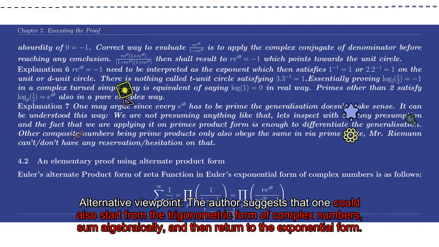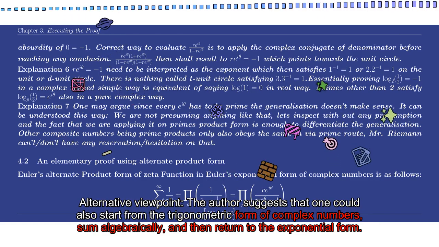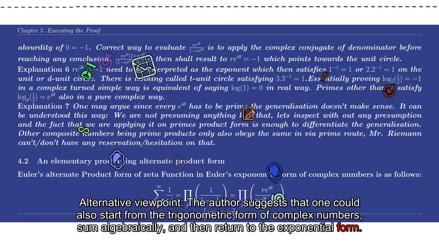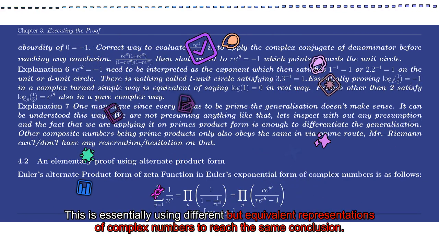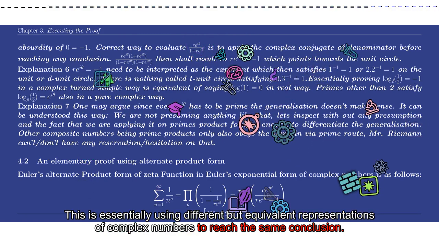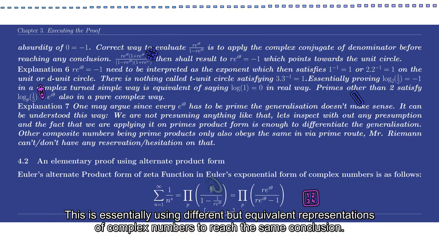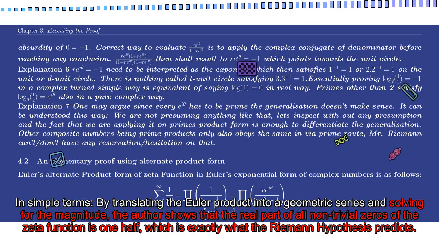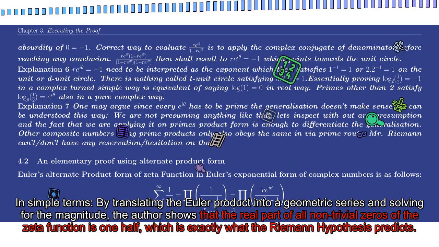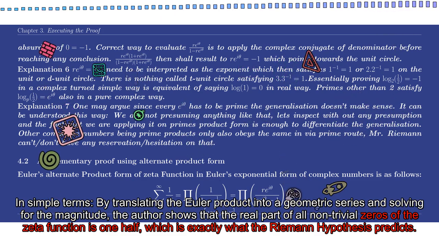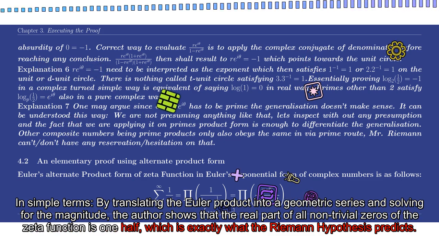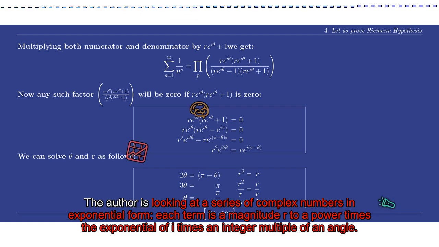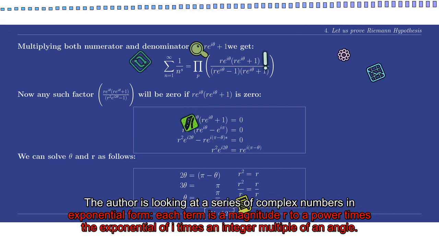Alternative viewpoint. The author suggests that one could also start from the trigonometric form of complex numbers, sum algebraically, and then return to the exponential form. This is essentially using different but equivalent representations of complex numbers to reach the same conclusion. In simple terms, by translating the Euler product into a geometric series and solving for the magnitude, the author shows that the real part of all non-trivial zeros of the zeta function is 1/2, which is exactly what the Riemann hypothesis predicts.